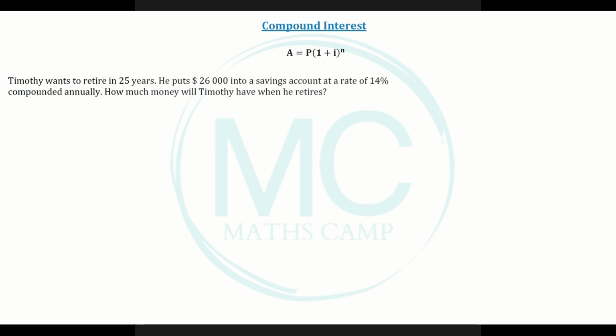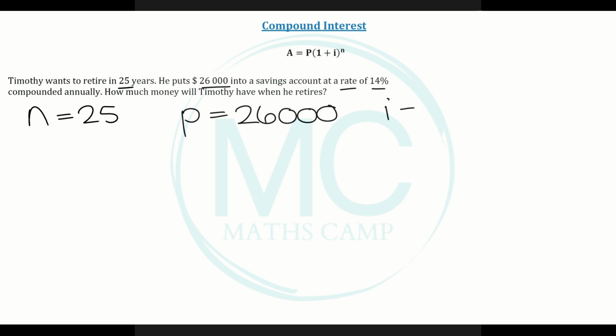Timothy wants to retire in 25 years. This is the duration of his investment. So N is equal to 25. He invests $26,000. It's the principal amount. So P is equal to 26,000. The bank offers him a rate of 14%. So to find I, we say 14 over 100, and we get 0,14.